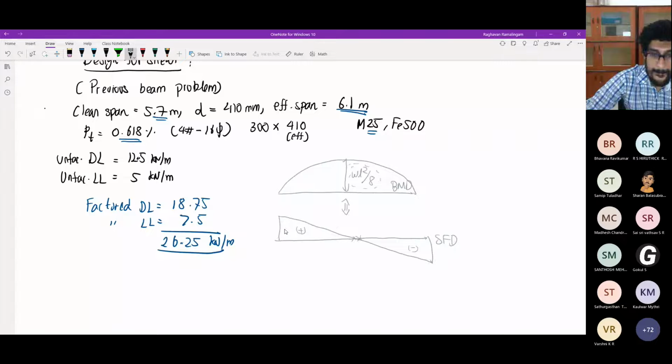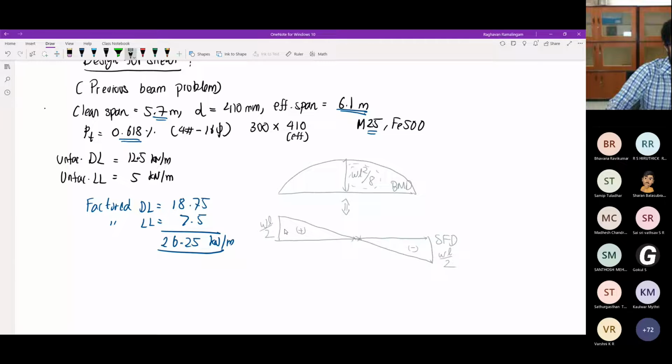Okay, so your actual shear force is your maximum shear force, which is at the supports. So it doesn't matter plus or minus, magnitude wise both are the same. You just need to look at the magnitude. So that is WL by 2. W is 26.25, L is 6.1, by 2. So this is the maximum shear force.